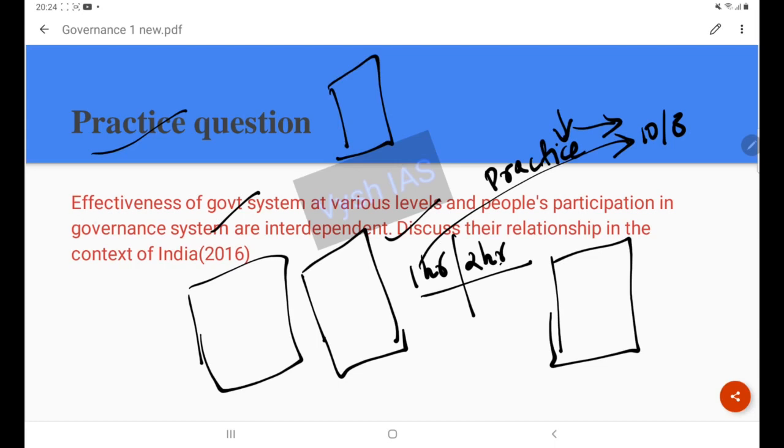So the practice question is: effectiveness of government system at various levels and people's participation in governance system are interdependent. Discuss their relationship in the context of India. This is a 2016 mains question. So you can write this.